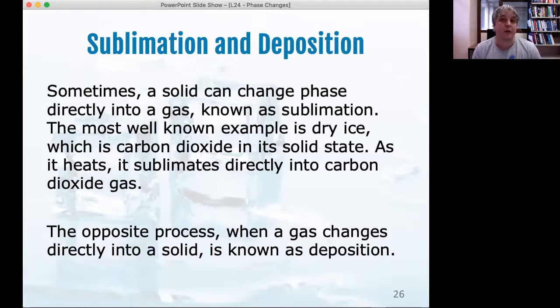Dry ice is when we cool it enough that it becomes a solid, but as it warms up, then the pressure is actually low enough that it turns straight into a gas. We don't get a liquid phase for carbon dioxide. You can get liquid carbon dioxide, but you have to increase the pressure a lot. It does not occur at atmospheric pressure.